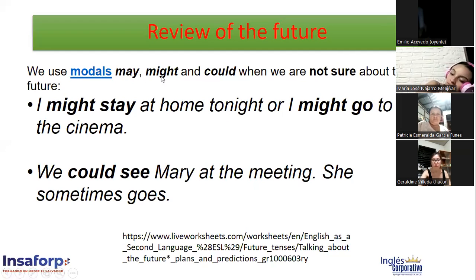The modals may, might, and could, but we use them when we are not sure about the future. We are not sure. So, for example, it's a probability. I might stay at home tonight, or I might go to the cinema. We could see Mary at the meeting. She sometimes goes, right? It might rain later at night, right? Or not. It might rain tomorrow. Or it might rain later. I might eat chicken tomorrow. I'm not sure, but it's a probability. It's a possibility.